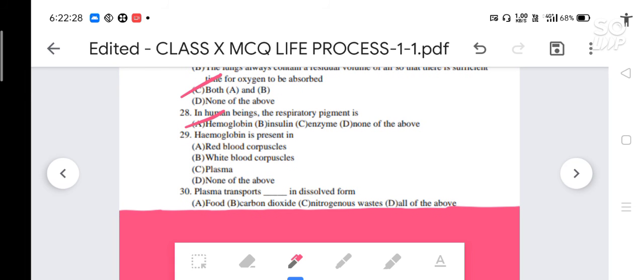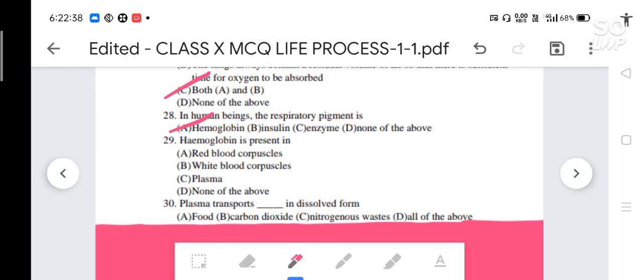Hemoglobin, the respiratory pigment which we learned in the last question, is present in which of the following: red blood corpuscles, white blood corpuscles, plasma? The red blood corpuscles. So the correct option is red blood corpuscles.